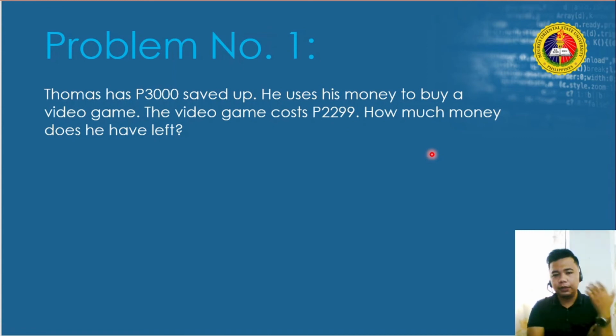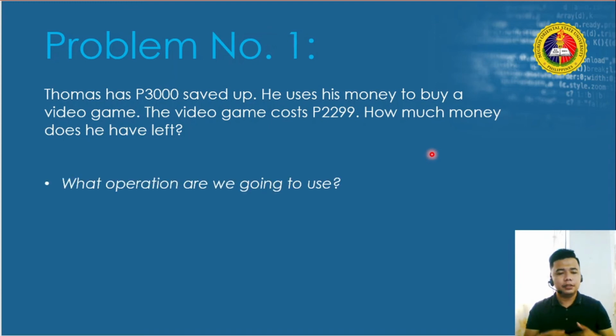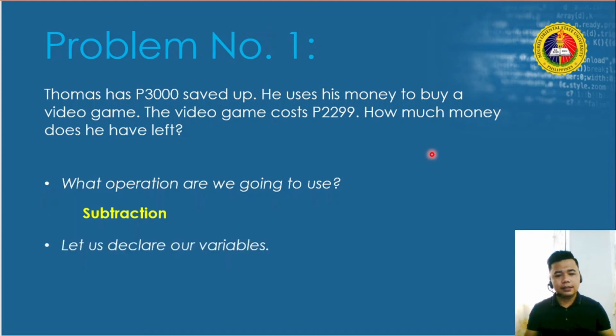Alright, so we're going to create a program on that particular problem. So what are we going to do first? First, we're going to determine what operation we are going to use. Okay, let's analyze the problem. Since we are looking for the money that he has left after he purchased the video game that costs 2,299, obviously we are going to be using subtraction. We are going to subtract 2,299 from 3,000.